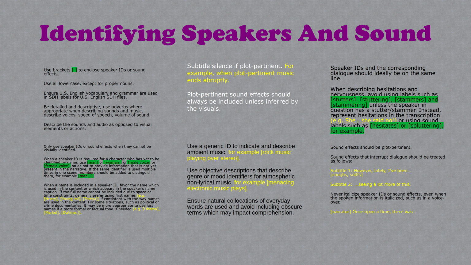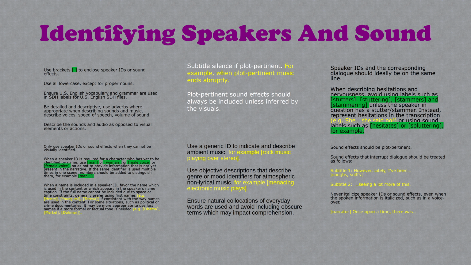Use objective descriptions that describe genre and mood identifiers for atmospheric non-lyrical music. For example, [menacing electronic music plays]. Speaker IDs and the corresponding dialogue should ideally be on the same line.